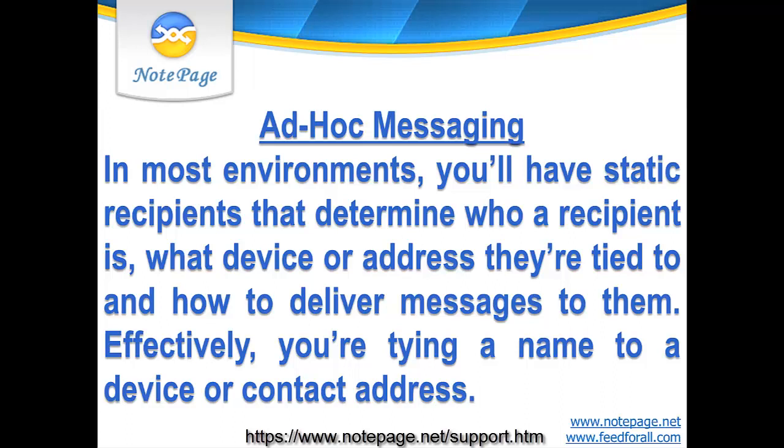In most environments, you'll have a static recipients and groups list that determines who a recipient is, what device or address they're tied to, and how to deliver messages to them. For example, you might have a recipient called Grant Wyatt who's tied to an SMS delivery carrier with his specific cell phone number in the ID field. That way, anytime someone wants to message Grant, they just send to his recipient.